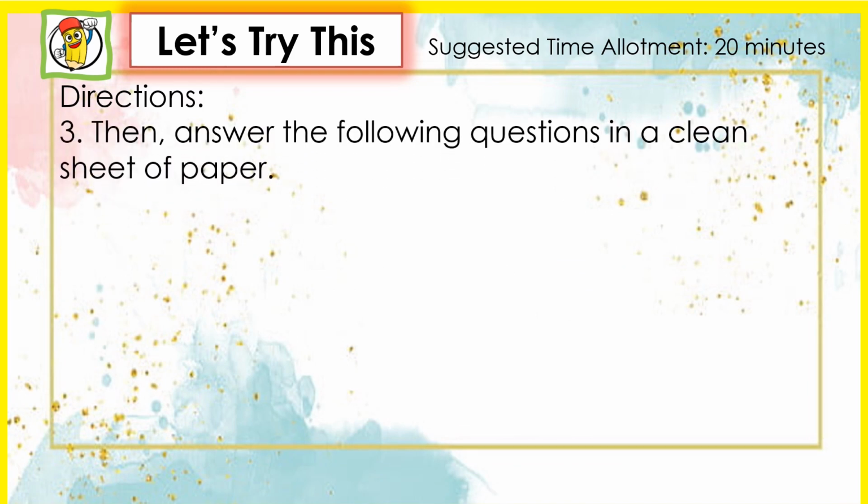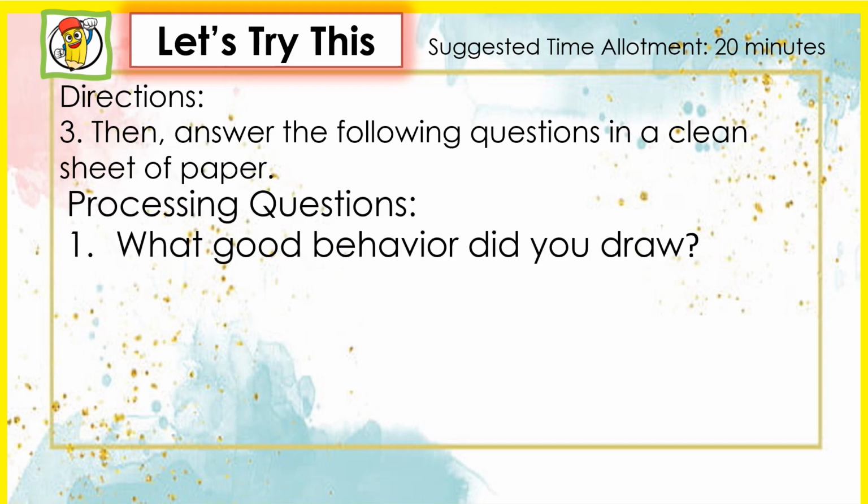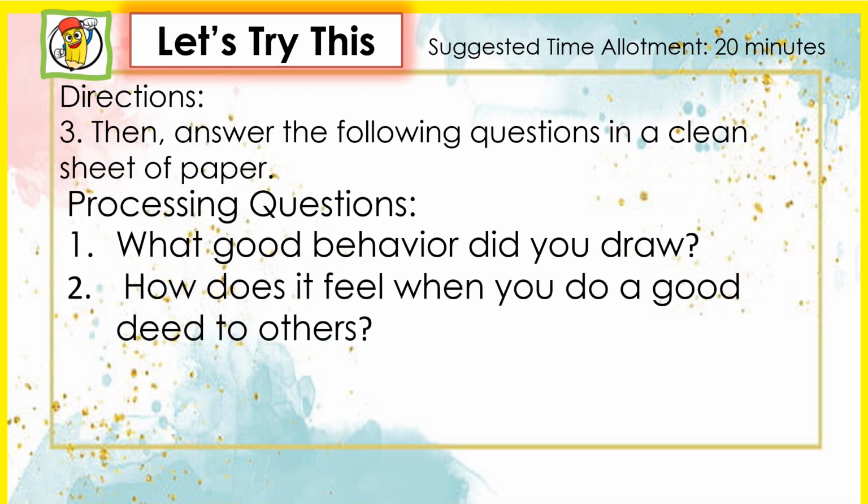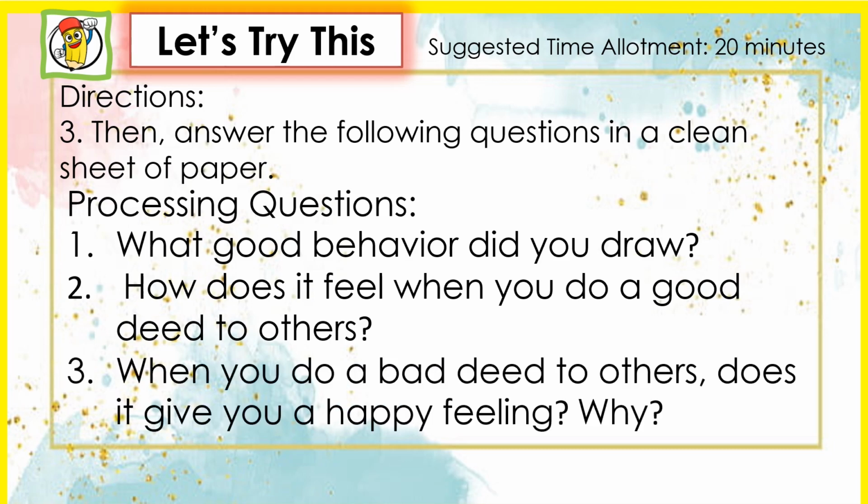For number 3, then answer the following questions in a clean sheet of paper. Processing questions. For number 1, what good behavior did you draw? Next, number 2, how does it feel when you do a good deed to others? Number 3, when you do a bad deed to others, does it give you a happy feeling? Why?